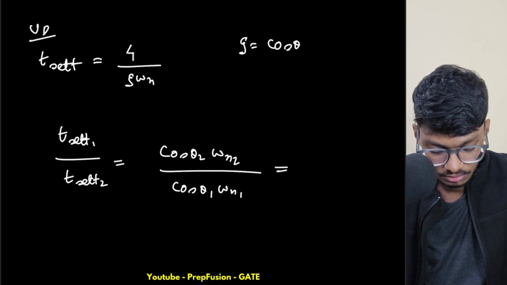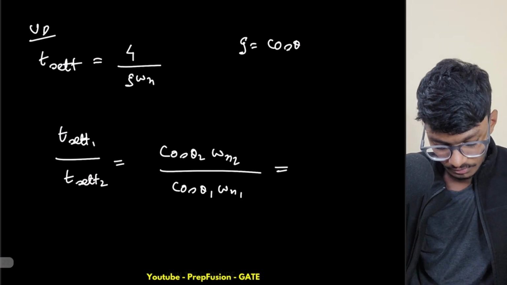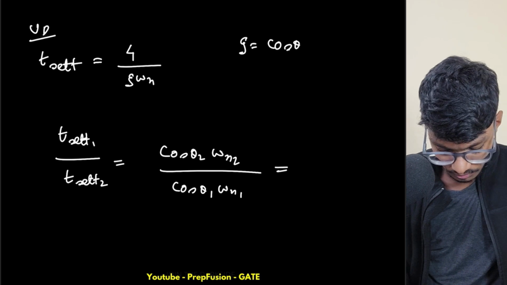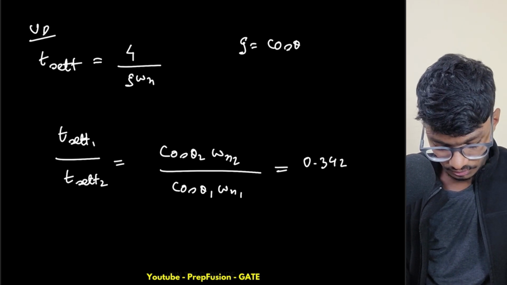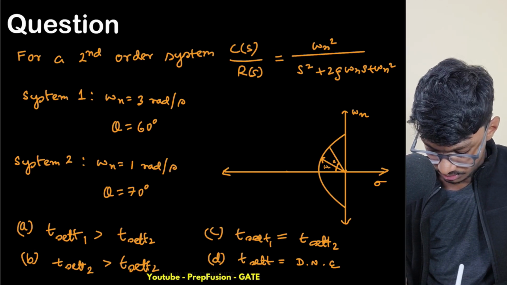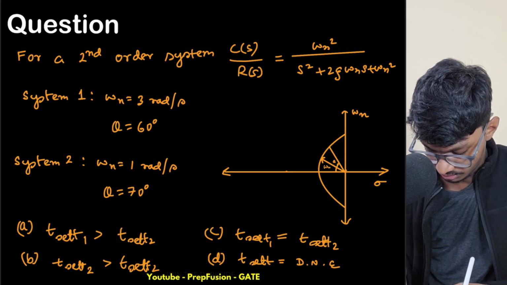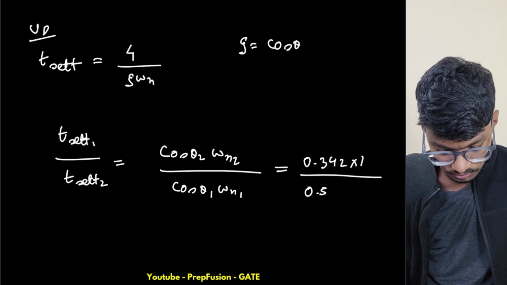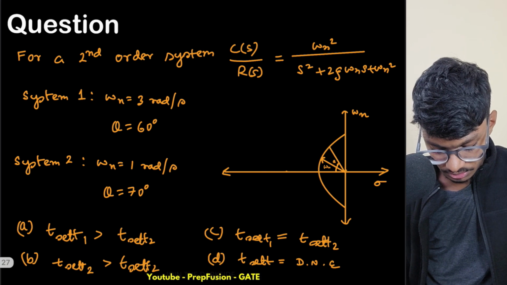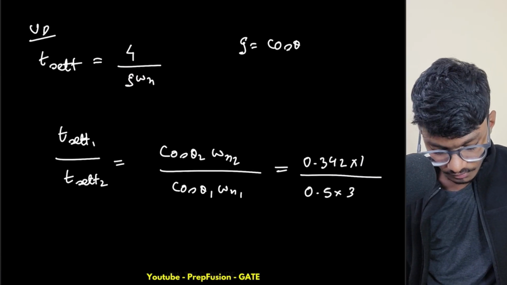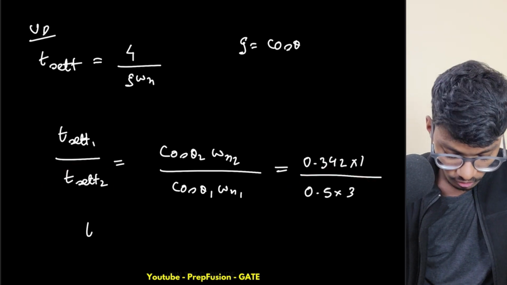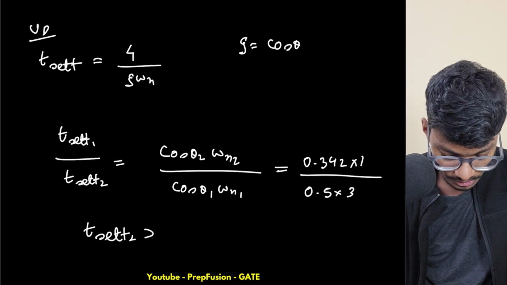What is cos theta 2? Theta 2 is 70, so cos 70.342, into omega n2, which is 1, and 60, upon 0.5 into omega n1, which is 3. You can check that obviously t settling 2 is much higher. So your t settling 2 will be greater than t settling 1.